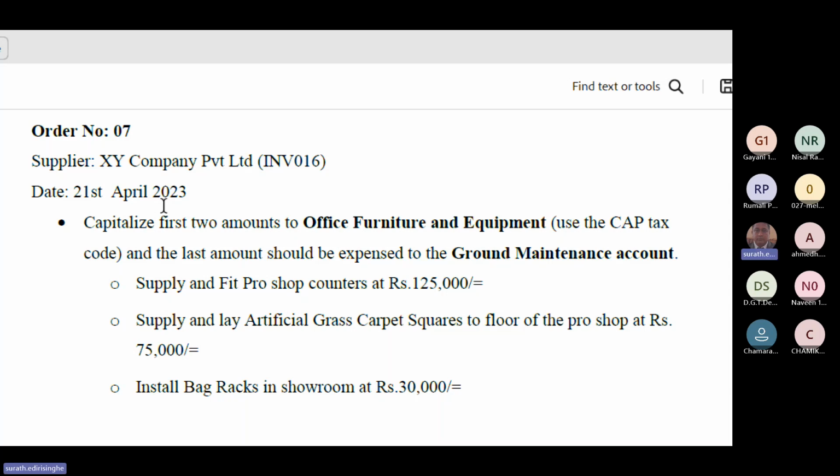Look at this transaction: supply and fit shop counter machine, 125,000. Supply and lay artificial grass carpet to the floor of the shop at rupees 75,000. And bag racks in the showroom, 3 items. First 2 items capitalized to the. Okay, now I will explain. Take your notebook and note down this transaction.